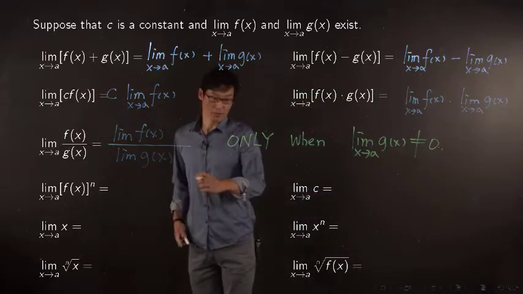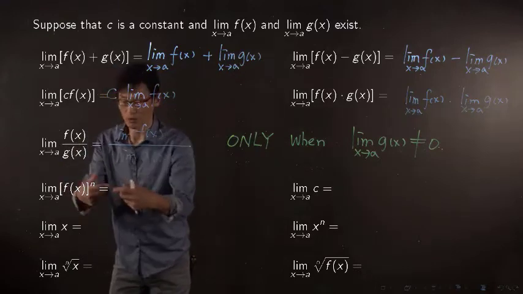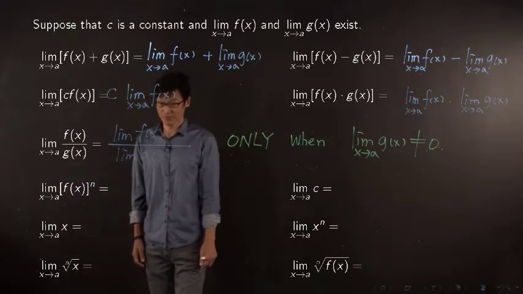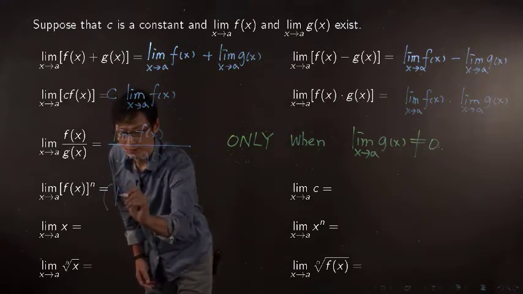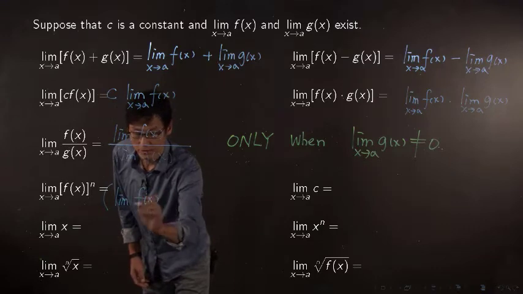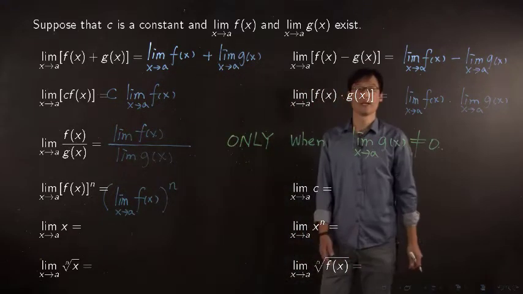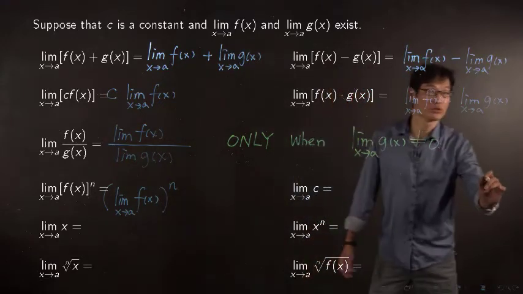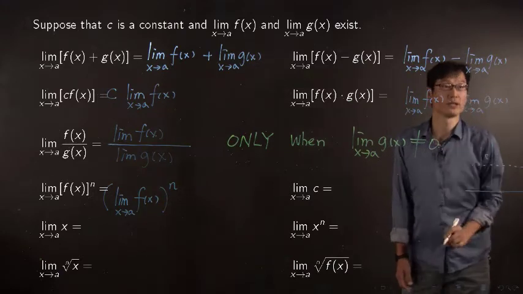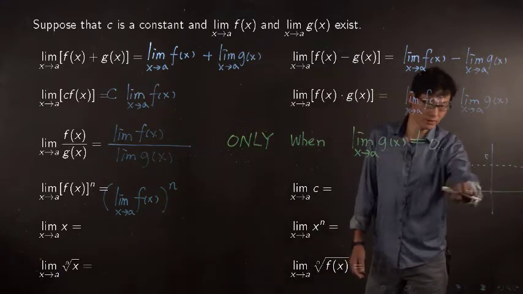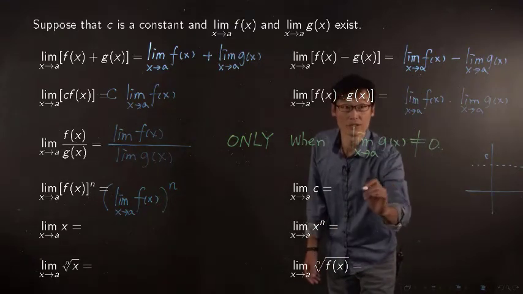Okay, so the remaining properties are also quite straightforward. The nth power of a function f gives you the nth power of the limit. So the limit of f to the nth power. Quite intuitive. And a constant: when you draw a constant function, it's just a straight line. For any point, the value is the constant c. So this limit is obviously just c.